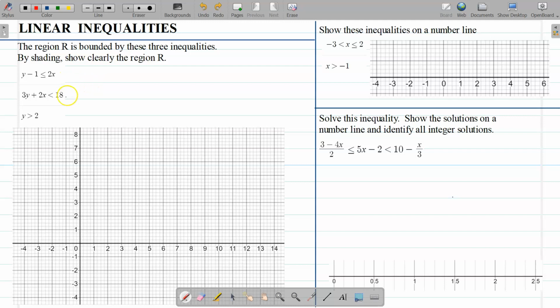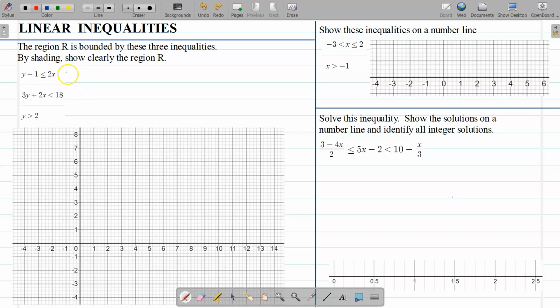We have here three inequalities and we've got to find the region R which is bounded by them, and by shading we've got to show clearly that region. So the first thing we need to do is consider these as the equations of straight lines and find those lines and mark those on the graph.